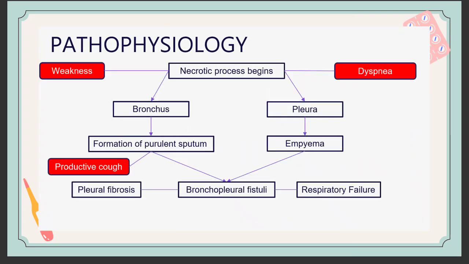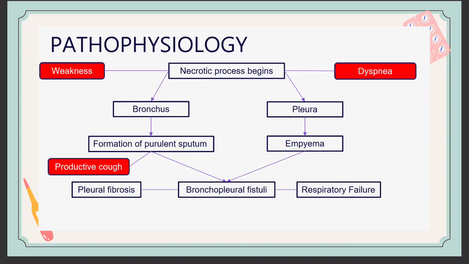As the necrotic process begins, we will have these clinical manifestations. These are just some of the clinical manifestations, which are weakness and dyspnea or shortness of breath. As the necrotic process begins, it can happen in our bronchus, in which formation of purulent sputum will occur, and we will have productive cough.